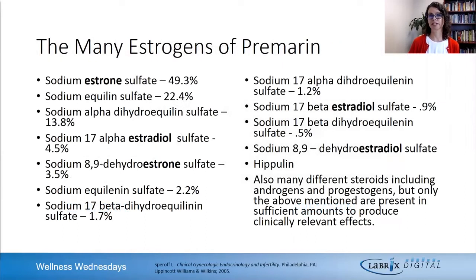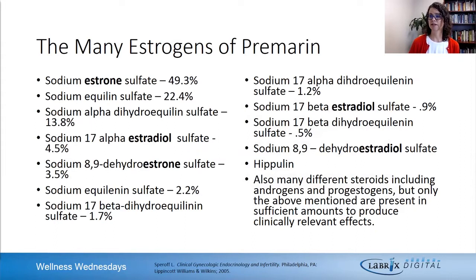There are many different estrogens in Premarin. You can see in the slide that I highlighted the few that are the most similar to human estrogens. I've highlighted sodium estrone sulfate, which is 49.3% of the estrogens in Premarin. I also highlighted estradiol sulfate, 4.5%, dehydroestrone sulfate, 3.5%, and then another estradiol sulfate, two other estradiol sulfates, but the rest are not similar to human estrogens.